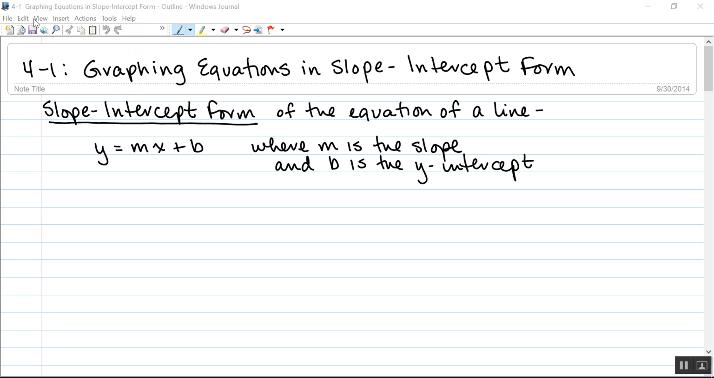Section 4.1 is on graphing equations in slope-intercept form. Slope-intercept form of the equation of a line is y equals mx plus b, where m is the slope of the line and b is its y-intercept. Recall that the slope of a line tells us how slanty the line is, and it's basically rise over run, and the y-intercept is where the line crosses the y-axis.